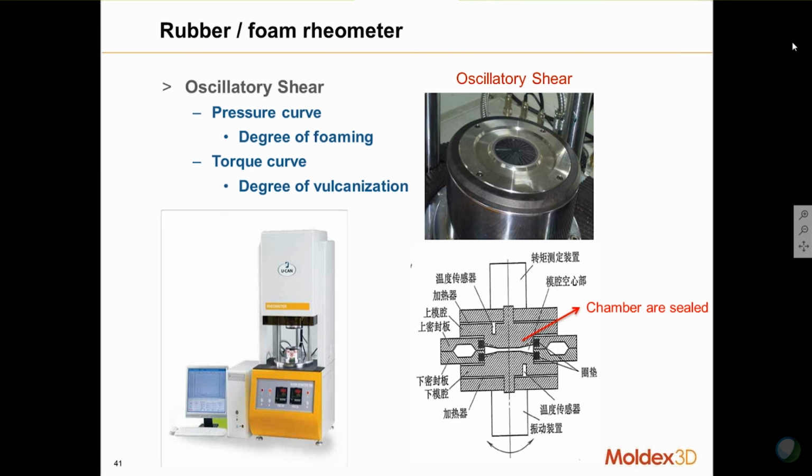If you are working on rubber, we also have a rubber rheometer for rubber applications. The rubber rheometer will tell you everything you need to know about the pressure curve and also the torque curve. When customers approach us about rubber characterization, they will usually use these rubber rheometers, so we have to be able to speak the same language as they do. This is why we obtained the rubber rheometers, and we help our rubber customers do characterizations using them.